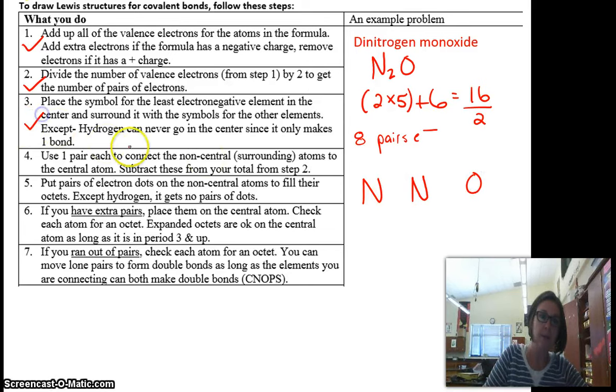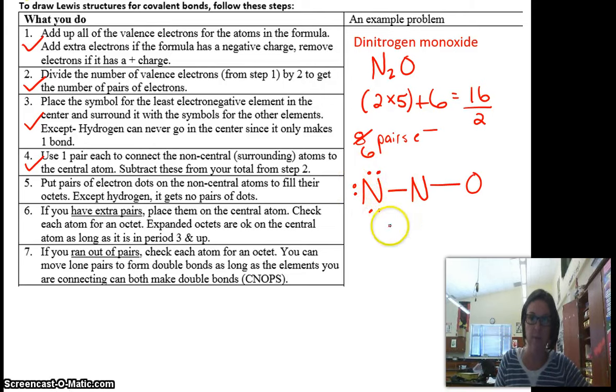That's step three. Now I'm going to use 1 pair each to connect the non-central atoms to the central atom and subtract that from my total. So 1, 2, I'm down to 6 pairs left. That was step 4. Step 5, I'm going to put pairs of electron dots on the non-central atoms to fill their octets. So here's a pair, 2 pairs, 3 pairs, and that fills this octet. Now I'm down to 3 left.